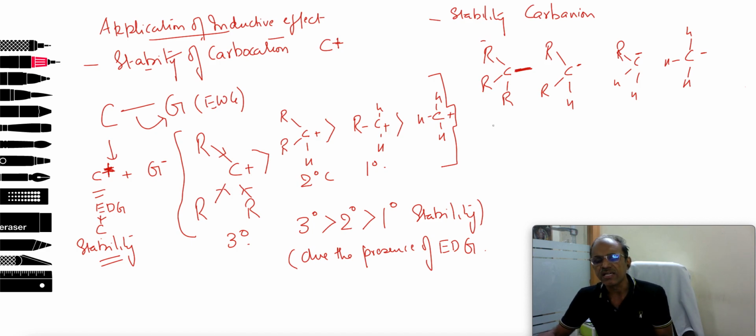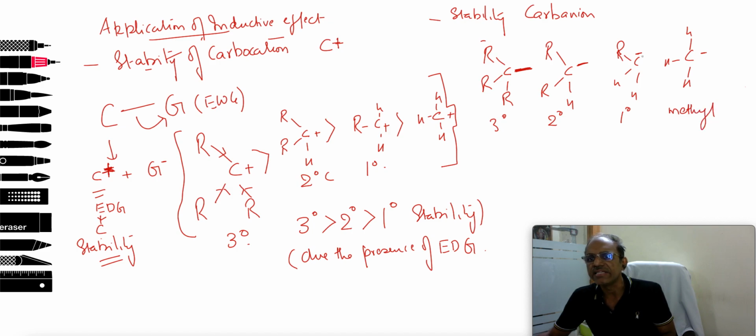So obviously, as we know, the presence of a charge on a particular molecule increases the instability. Here, the negative charge will be relatively lesser than this. This is tertiary. This is secondary. And this is primary. And this is the normal methyl.